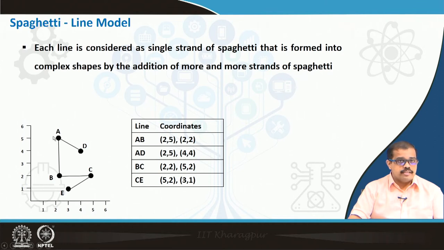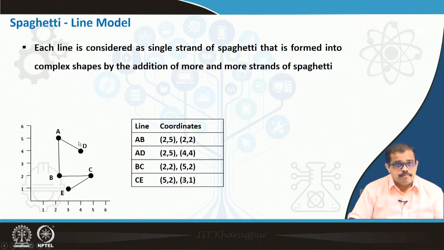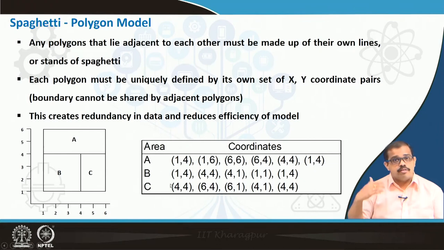You see here A is representing 2 and 5, okay. And B is representing nothing but 2,2 here, okay. So, each of these segments is considered as a single strand, it is a complex shape, but it is a single strand, okay. More and more strands of spaghetti can be added, these strands are called spaghetti. So, you have points, points are represented, now you have line segments, each line segment is a strand which is represented here. Now, let us go into the polygon model.